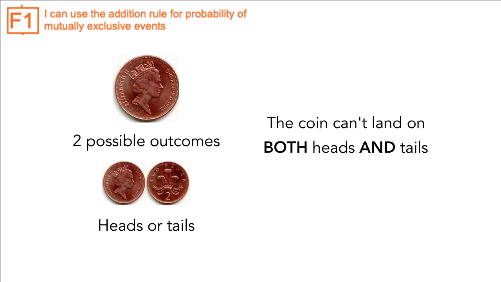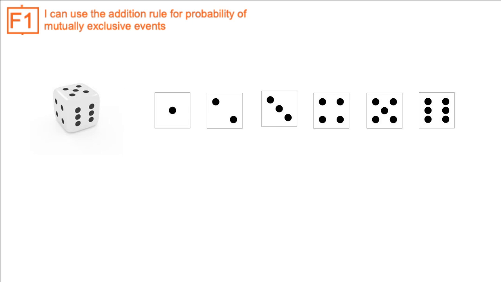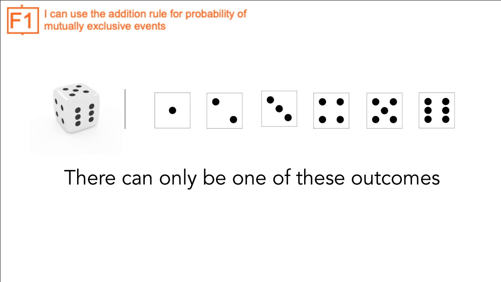The same with a single six-sided dice. The dice can land on 1, 2, 3, 4, 5, or 6, but not a combination of these outcomes. There can only be one of these outcomes. Let's look at an example of how this understanding can help us answer some questions.